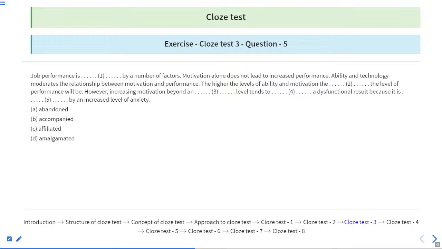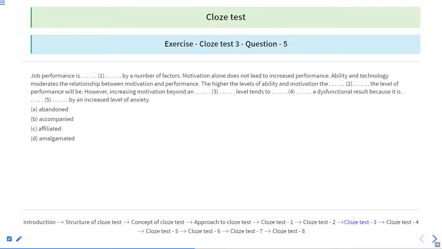So, job performance is affected by a number of factors. Motivation alone does not lead to increased performance. Ability and technology moderate the relationship between motivation and performance. The higher the ability and motivation, the higher the levels of performance will be. However, increased motivation beyond an optimal level tends to dash a dysfunctional result because it is dashed by increased level of anxiety. Is it abandoned, accompanied, affiliated, amalgamated?